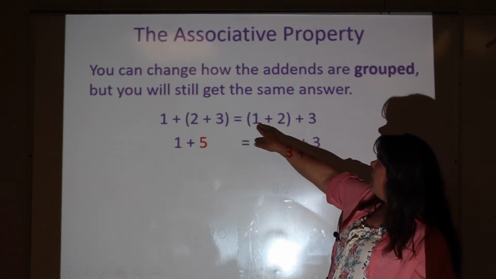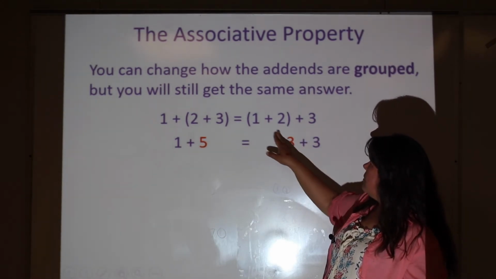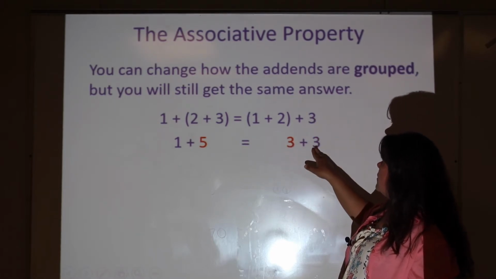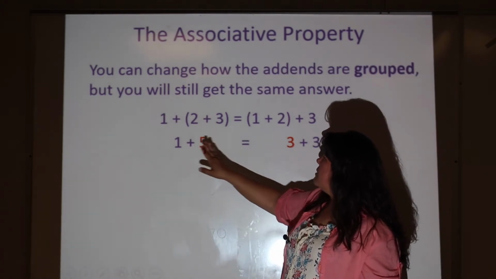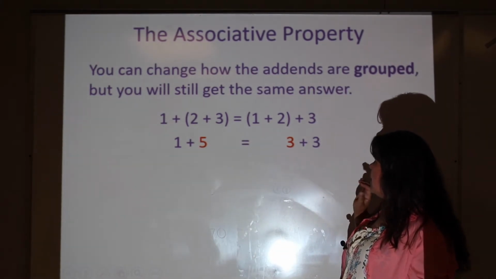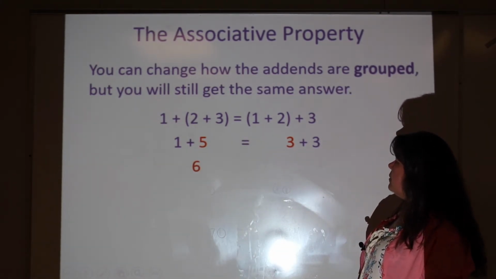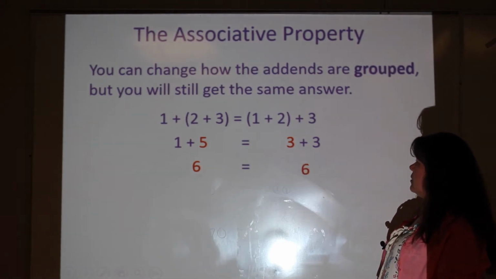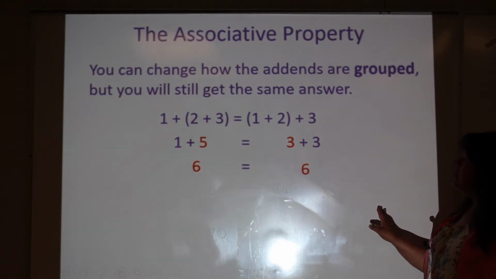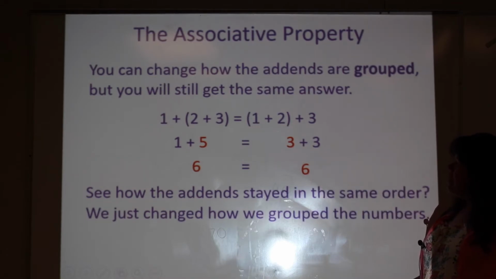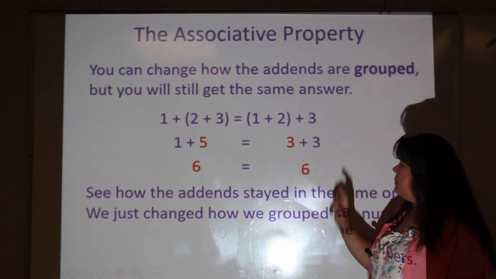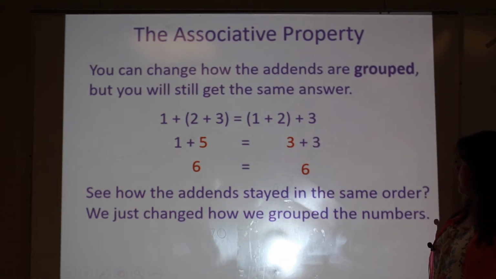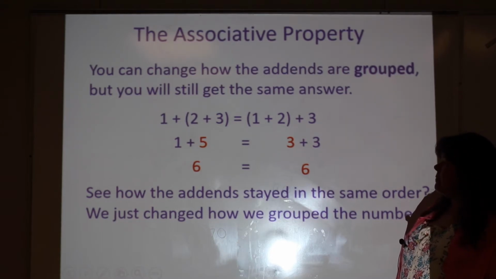Over here, I'm going to add this first. 1 plus 2 equals 3, and I still have to have my other 3. Wow, these look different. I've got a 1 plus 5, and I've got a 3 plus 3, but when you add those up, you still get the same answer, 6. This is associative property. See how the addends stayed in the same order? These addends, 1, 2, 3, 1, 2, 3. We just changed how we're going to group the numbers, which ones we want to add up first.